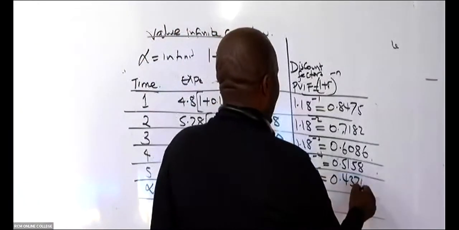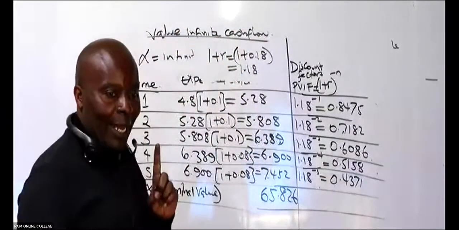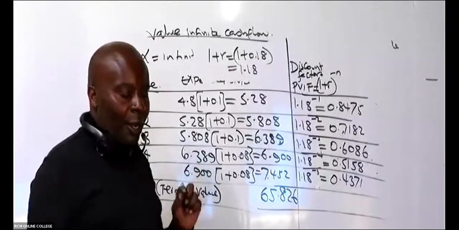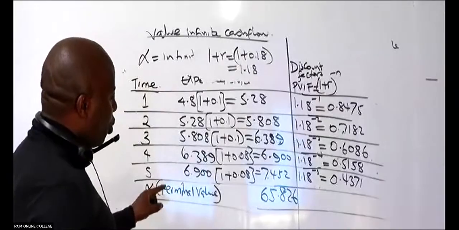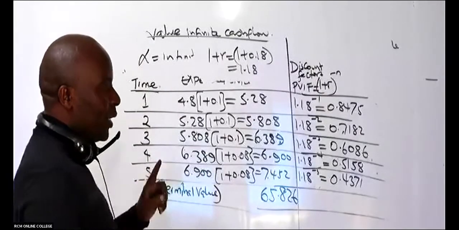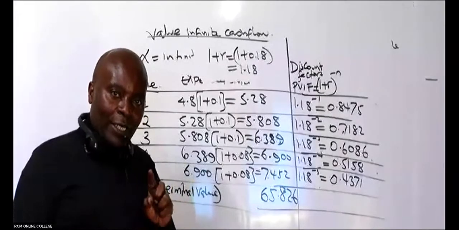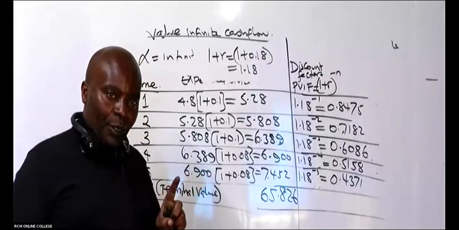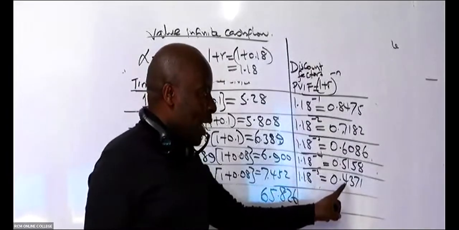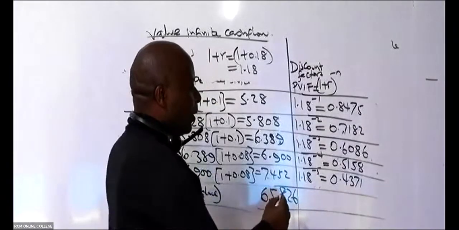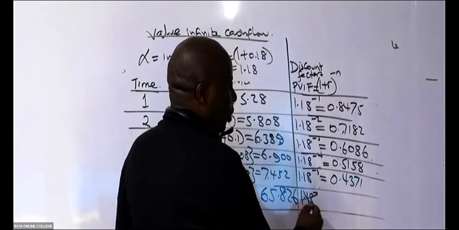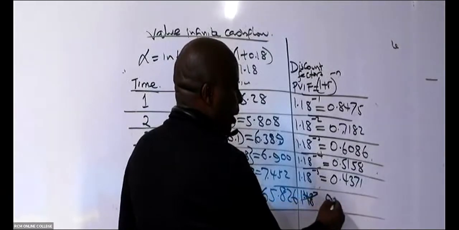Now, please listen. This is where so many students go wrong. Remember, there is nothing like growing after this. End of year 5 is the end factor for everything. So given that this is a terminal cash flow, you can't come and say 1.18 raised to negative infinity. No. So we normally repeat this number.